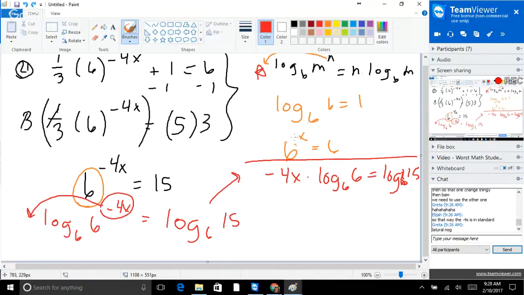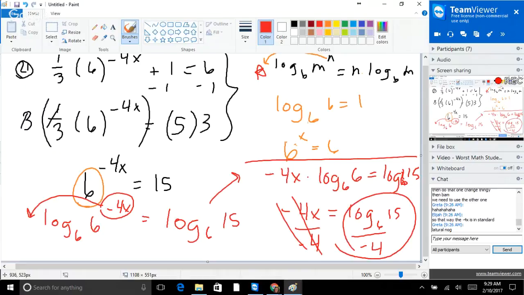Log base 6 of 6 is just 6 to what power equals 6? It's 1. So this whole log base 6 of 6 just becomes 1. So we're left over with negative 4x times 1, so we don't even have to write it, equals the log base 6 of 15. Then to solve for x, I just need to divide both sides by negative 4, right? And I'm left over with x equals the log base 6 of 15 divided by negative 4.